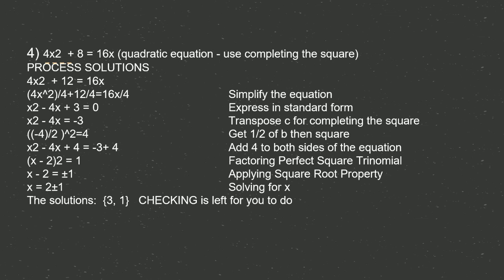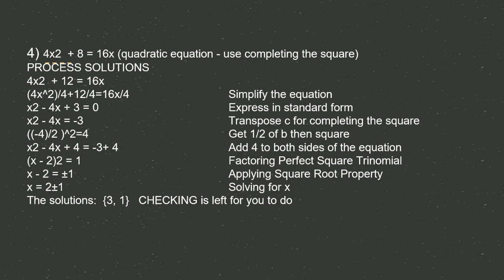Number 4. 4x squared plus 8 equals 16x. For a quadratic equation, use completing the square. Process of solution: 4x squared plus 12 equals 16x. Firstly, we will simplify the equation. 4x squared over 4 plus 12 over 4 equals 16x over 4. 4x squared divided by 4 is x squared. 12 divided by 4 equals 3. 16x divided by 4 equals 4x.